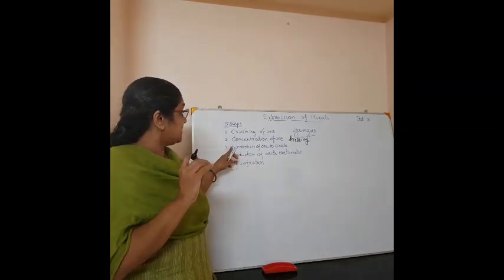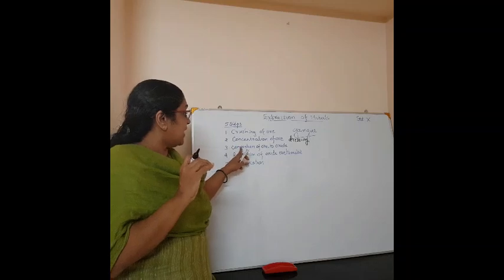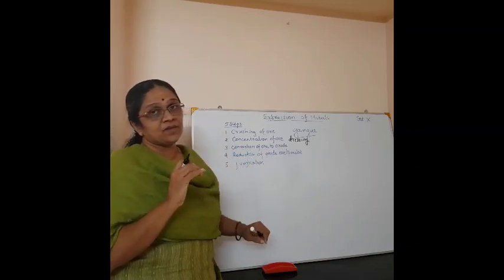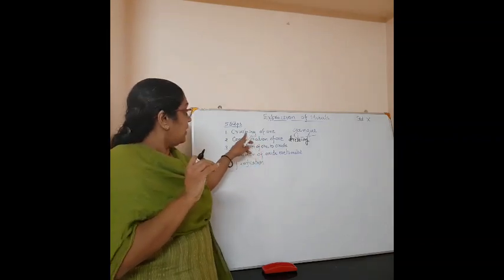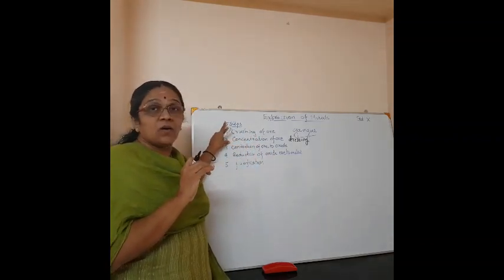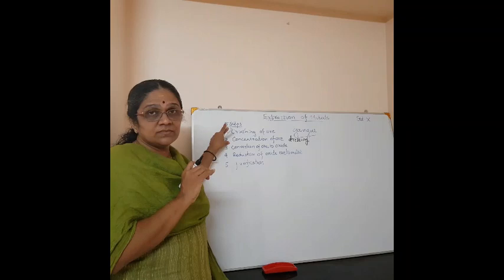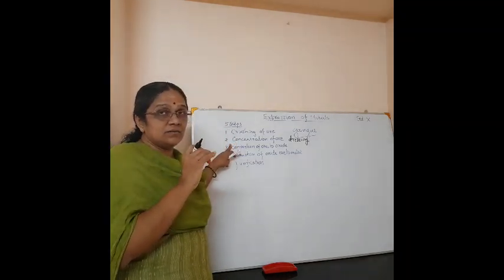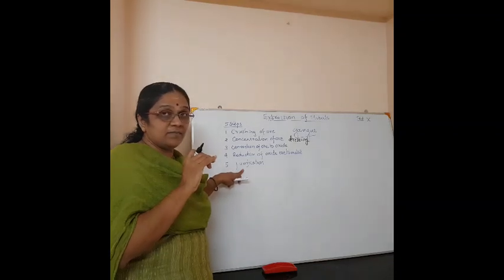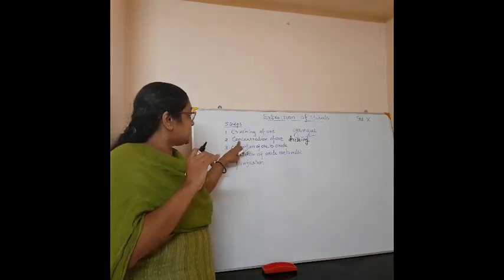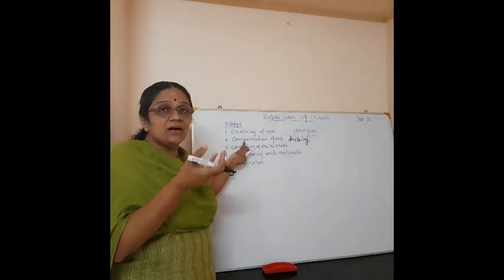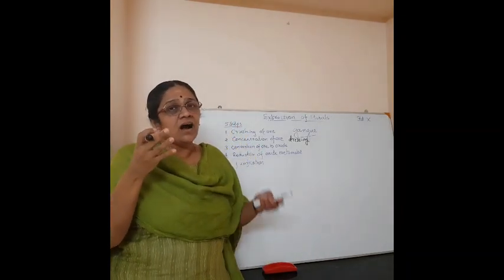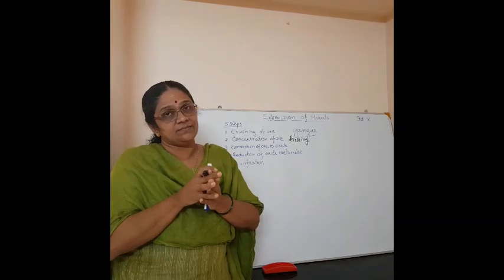Now what about the third step? The third step is conversion of ore to oxide. Now let me tell you, these two processes are not given in your textbook. Only from the third part are they given in the textbook. But I will just give an idea of how an ore is concentrated.